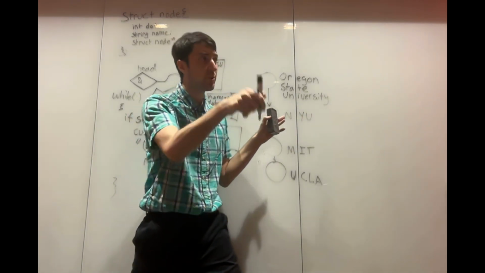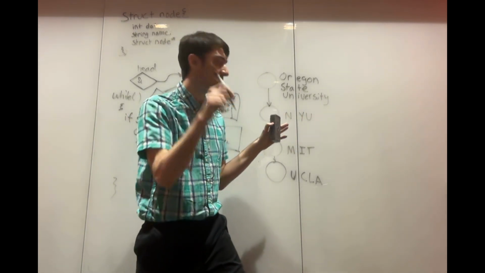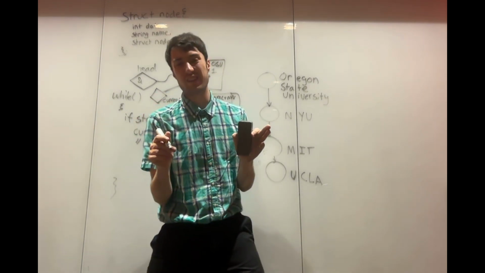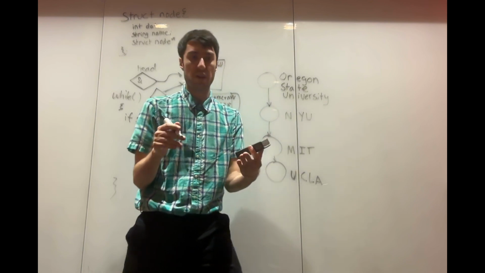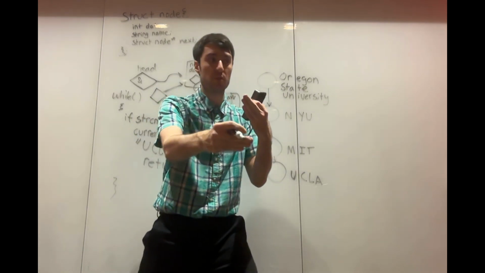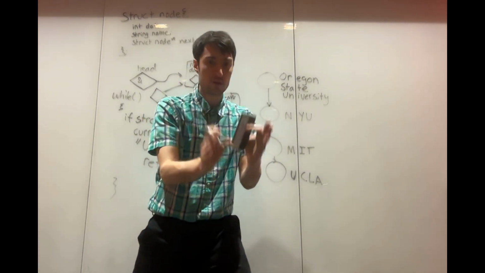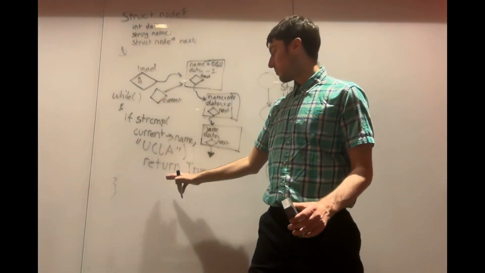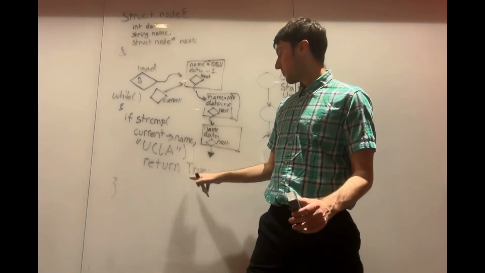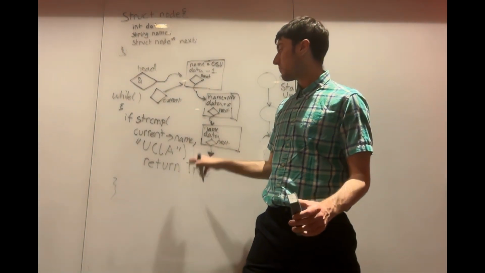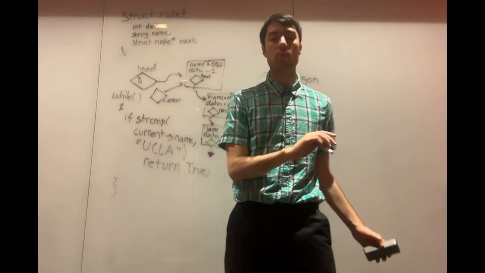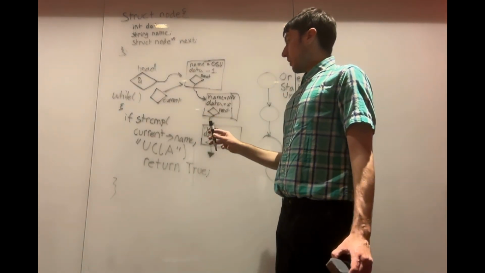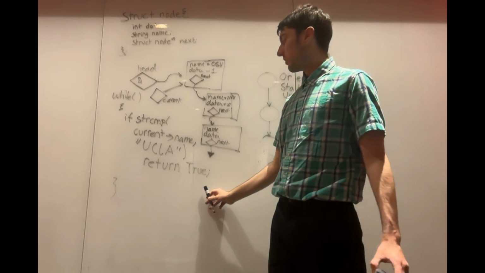And then we're going to keep doing that until we hit a null in the next, because that would mean we've hit the end of the list, and therefore it's not in the list, so we can say UCLA is not in the list. So we're comparing, and we're going to return true if it is in there. If it's not, what do we want to do? We want to go to the next one. So there's that if statement.